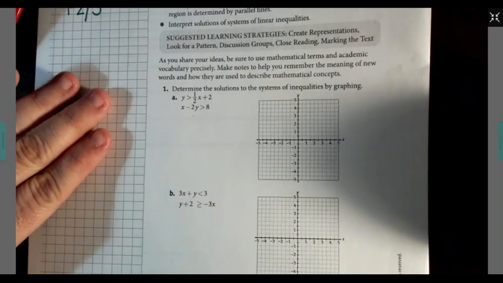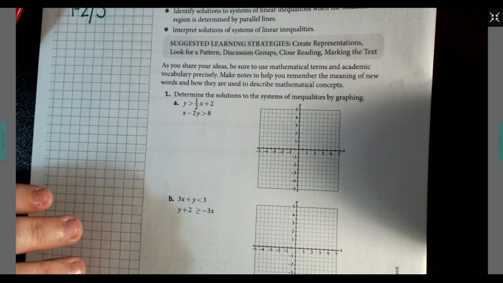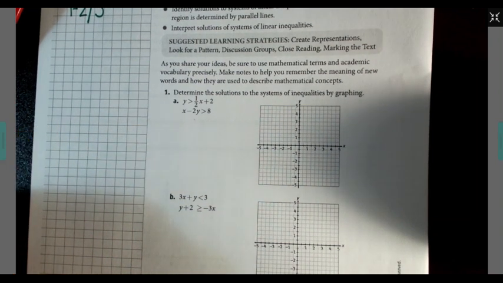As you share your ideas, be sure to use mathematical terms and academic vocabulary precisely. Make notes to help you remember the meaning of new words and how they are used to describe mathematical concepts. 1. Determine the solution to the system of inequalities by graphing.